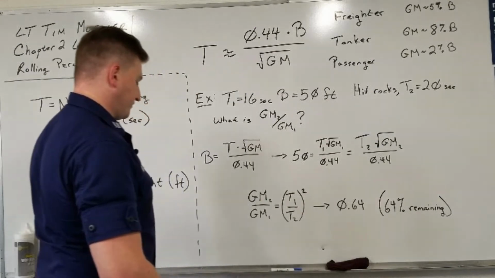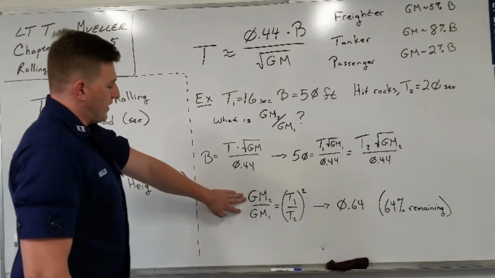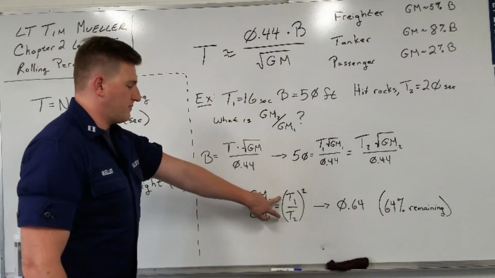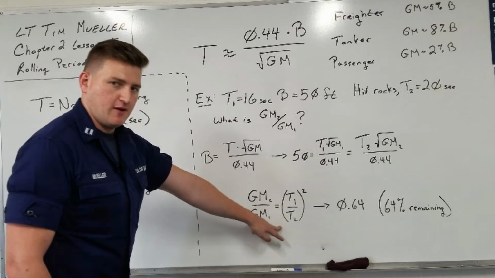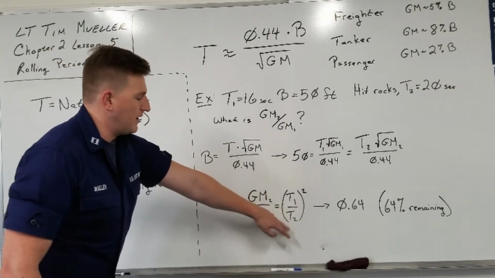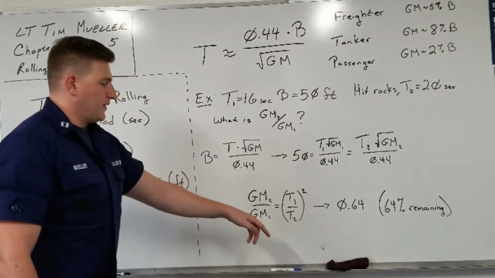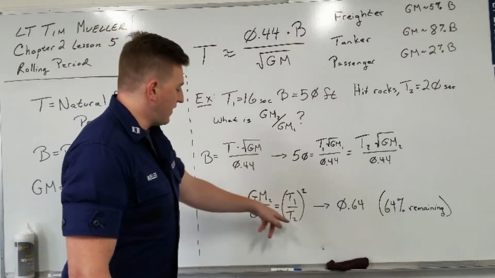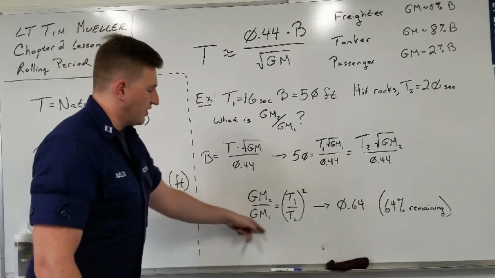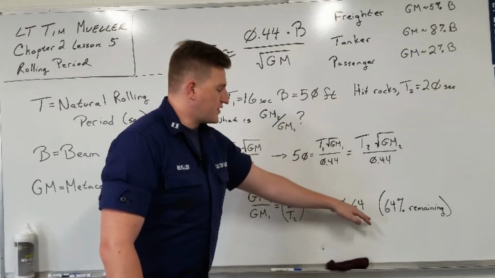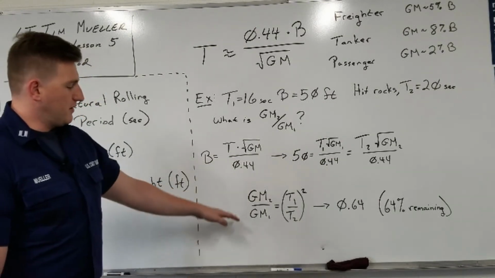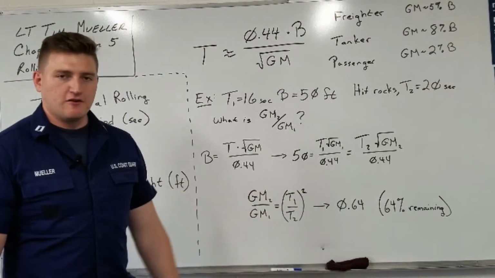Now if you just rearrange this, you bring your GMs to the left side and your T's over to the right side, square them both, you're going to have GM2 divided by GM1 equals your rolling period 1 divided by rolling period 2. Now keep that in mind, you have GM2 up on top, whereas your T2 is on the bottom here, and that value is squared. We plug in these values because you know your rolling periods, that's going to give you your overall ratio. And that is going to give us 0.64, which means that GM2, the new metacentric height, is only about 64% of your original metacentric height.